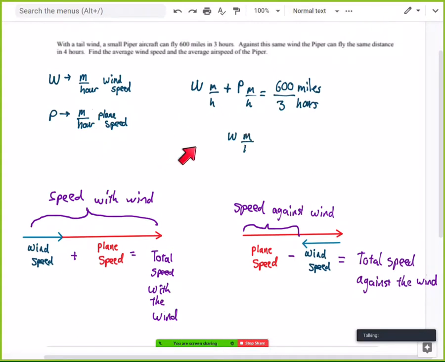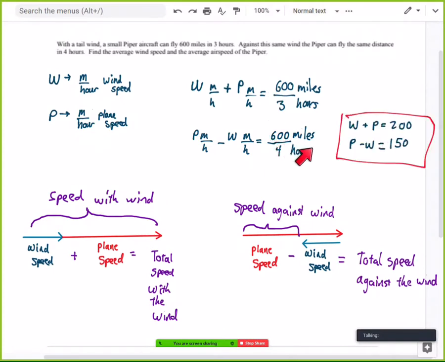Similarly, if I take the plane speed and subtract from it the wind speed, it's miles per hour, I still travel the same 600 miles, but it takes 4 hours. It makes sense it should take longer. Now, if I get rid of the labels and reduce the numbers on the right, I'm going to get a system that looks just like a textbook system. Easy peasy. This is going to be super easy to solve.